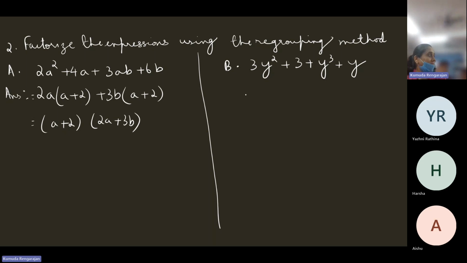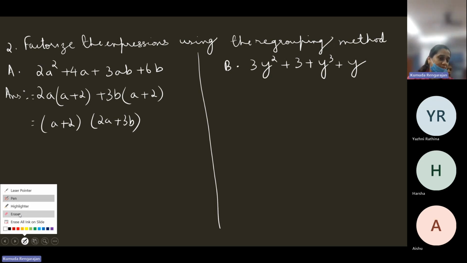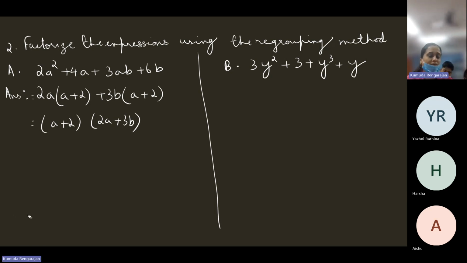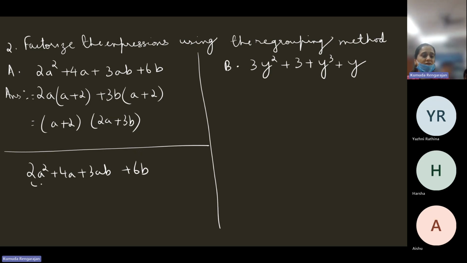Next one behind. What we have to do? Yeah, we are grouping. Okay, I'll work it again here. We are grouping 2a square plus 4a plus 3ab plus 6b. Okay, we are grouping the first two terms and we are grouping the last two terms.